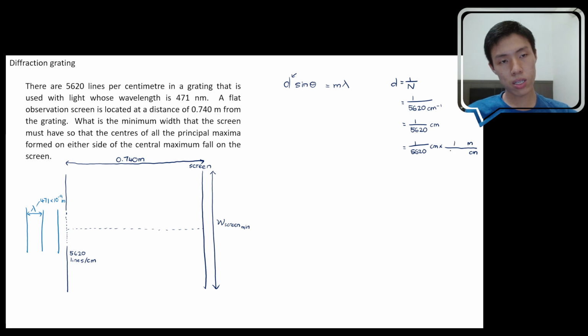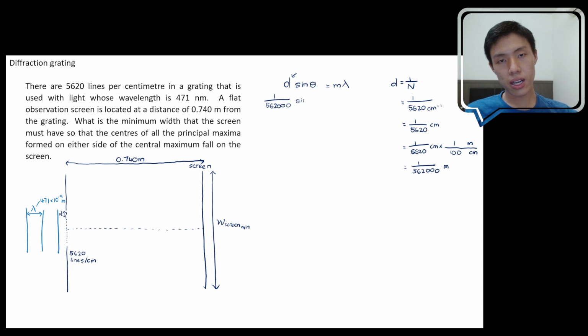So you know that in 1 meter there's 100 cm. So you can proceed to convert it to become 1 over 562,000, okay, this is not per meter, sorry. Your meter is at the numerator, so you cancel out the cm, so your meter will stay as the numerator, so the unit is meter. And d here is the distance between adjacent slits. Okay, from one slit to the next slit, what's the distance between them? Since it's a measurement of distance, it's reasonable that the unit is in meter. Okay, so 1/562,000 meter.